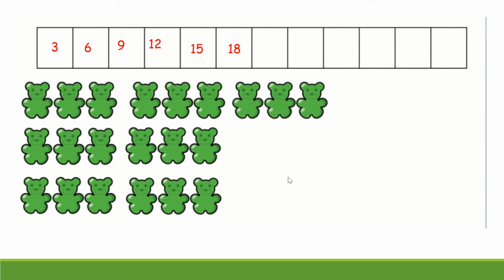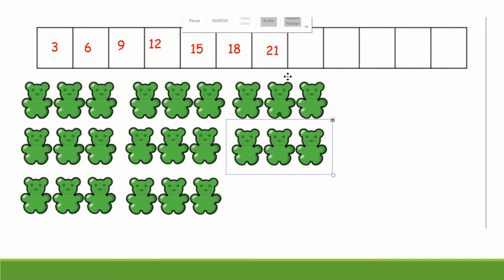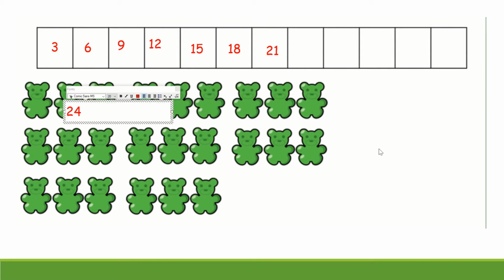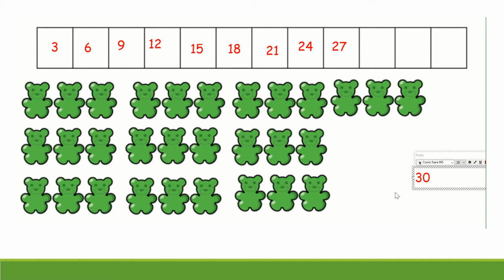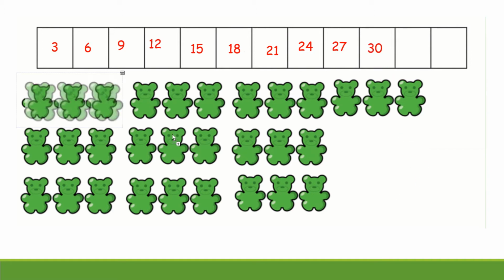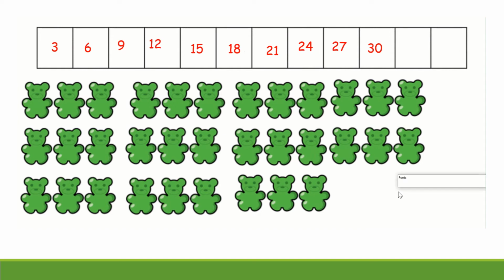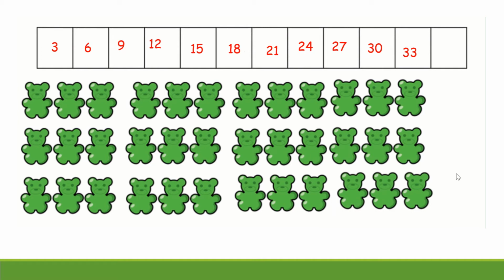We have 7 lots of 3s. That's 21. 8 lots of 3s. That's 24. 9 lots of 3s, 27. 10 lots of 3s are 30. 11 lots of 3s are 33. And 12 lots of 3s are 36.